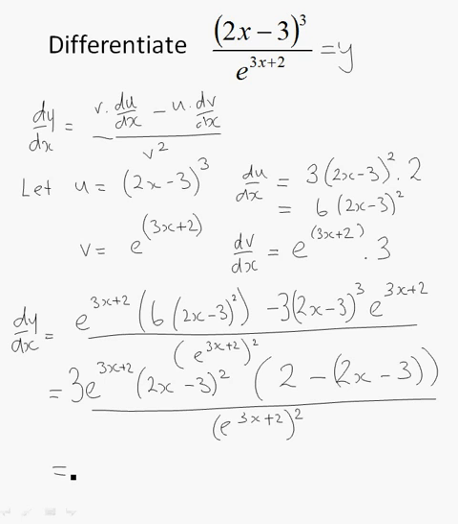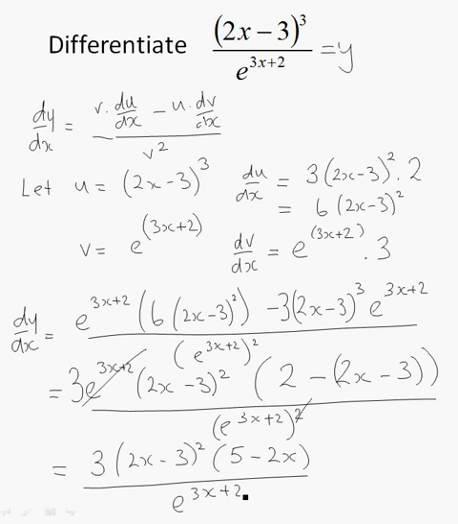Simplification. Well, I can cancel an e to the 3x plus 2 with one of the ones on the bottom, and I can simplify this bracket, and if I write it all out I get 3 times (2x minus 3) squared. This bracket here, 2 minus (2x minus 3), will give me 5 minus 2x, and on the bottom e to the 3x plus 2. As they say in the business, jobs are good. It's about as simple as you can get.